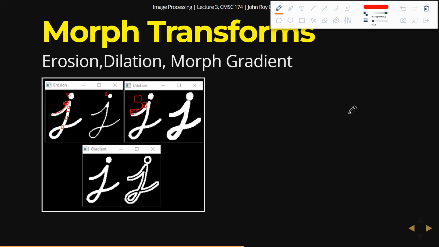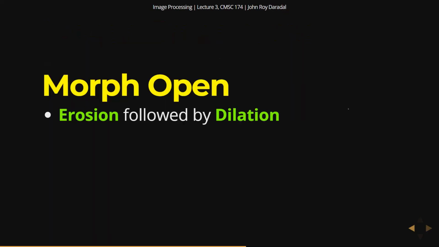And then for gradient, you get the difference of the two. So if you get the fattened version, then you subtract the skinny version, then you get the outline of the two. Okay, so it looks like this. So morphological gradient is kind of the skeleton, right? So those are the first three morphological transforms. Let's look at the rest.